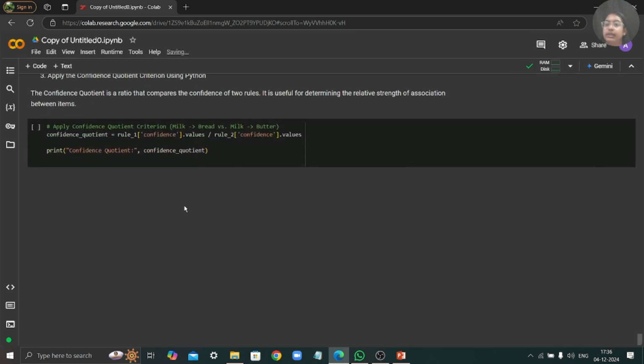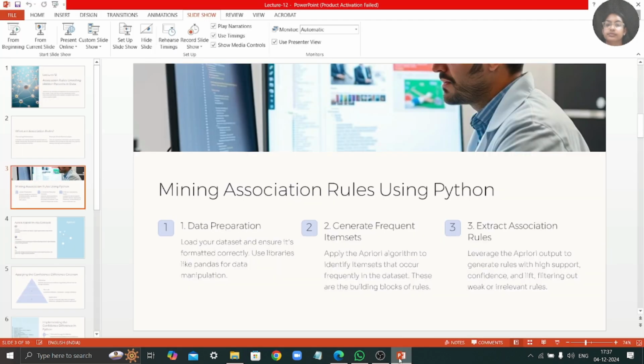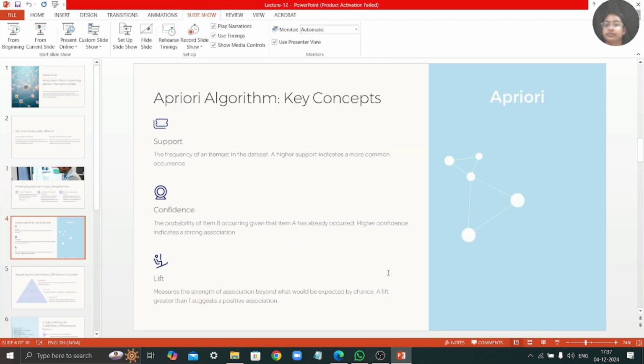And then we have used the confidence quotient criterion, where we divide the rule 1 confidence value by the rule 2 confidence value, and then we get the confidence quotient. Something is wrong in the code, but this is how it works. Now let's have a look at the Apriori algorithm which we have talked about in the code.